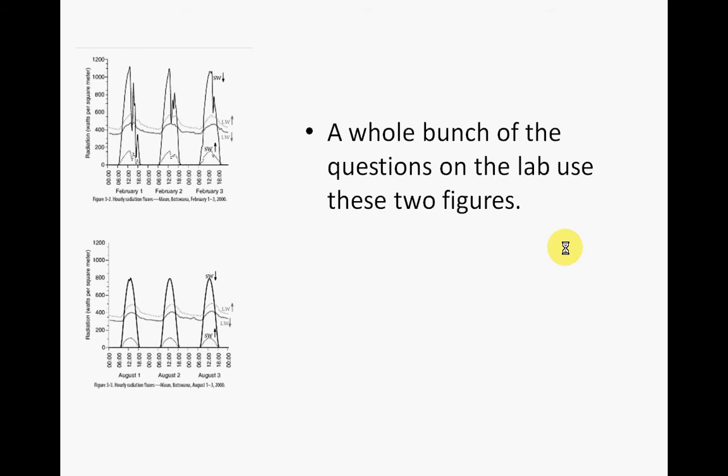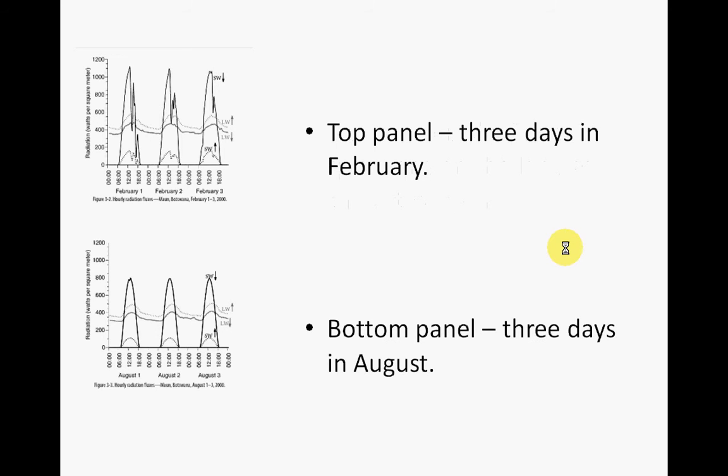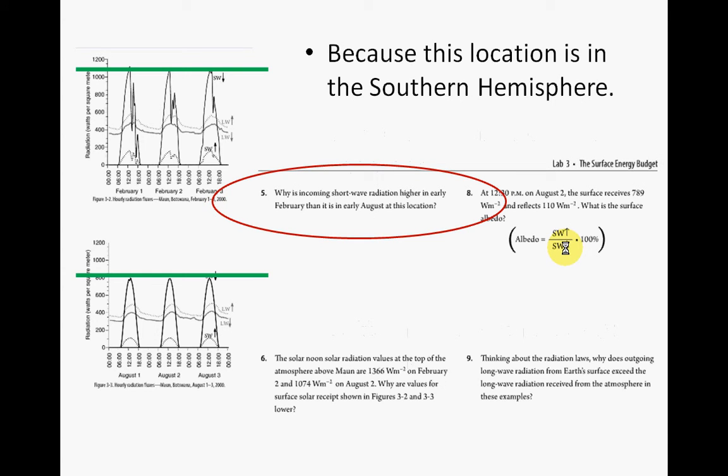There are 3 days of data on each of these graphs. The top panel is for 3 days in February, and the bottom panel was 3 days in August when they had this piece of equipment deployed in Botswana. Question 5 says, first off, looking at these graphs, why is incoming shortwave radiation higher in early February than it was in early August at this location?